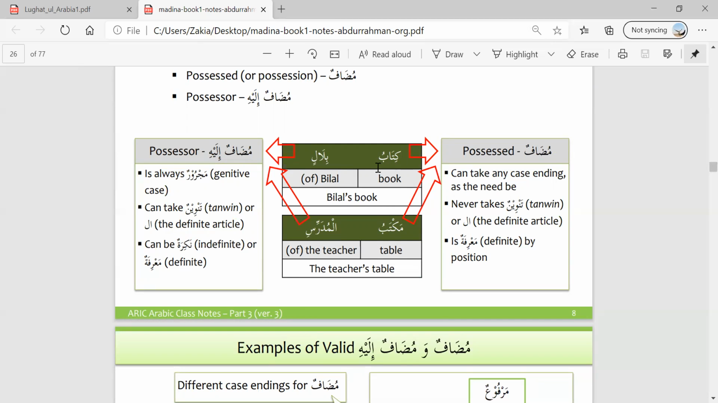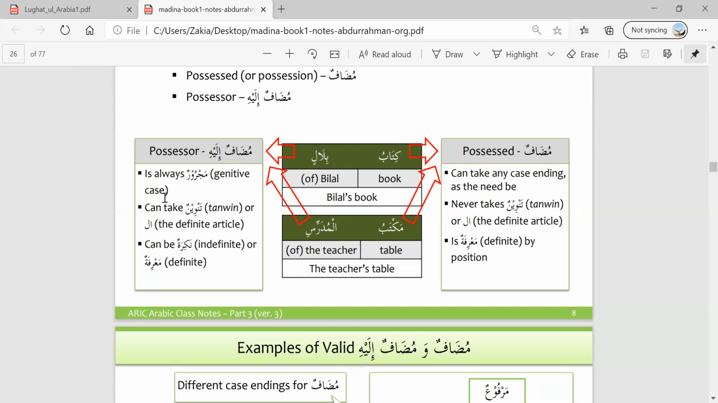So here we have kitabu bilalin, and here we have maktabu. These rules apply, because this is called the mudaf, something that is being possessed. And what is possessing that thing is here. So the possessor is here. Who is the possessor? Bilalin. So we call this mudaf ilayh. The mudaf is that which is possessed, and the possessor is called mudaf ilayh.